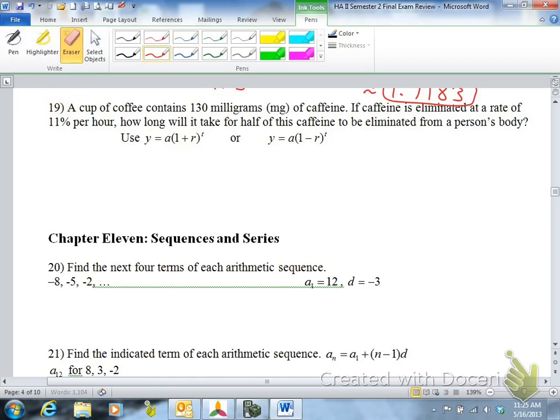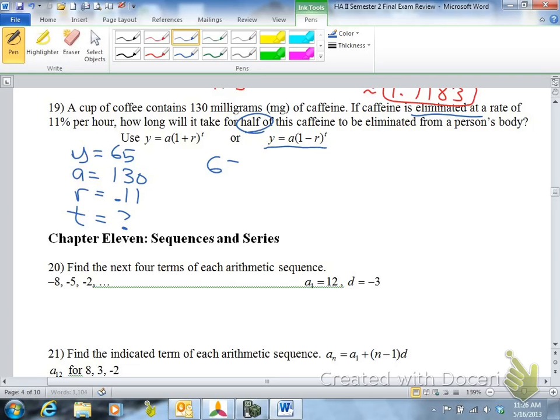Which equation do you use? The second one. Why? Because it's eliminated. So you have y equals a r to the t. Your rate is eliminated 11%. How long will it take is your variable t. The initial amount is 130, and you're going for half of the caffeine, which is half of 130, 65. So you have 65 equals 130 times 1 minus 0.11 to the t. Divide by 130 like we did before, you get a half equals 0.89 to the t.